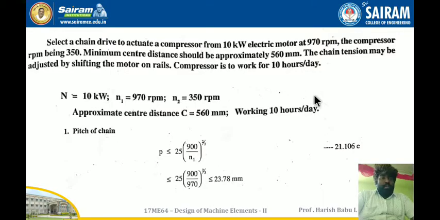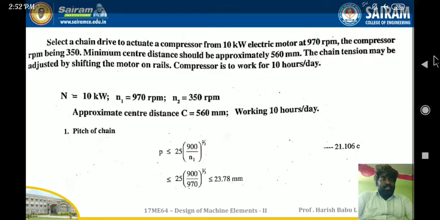So in this video, we're going to continue the problems on a chain drive. So we're going to select a problem now. Select a chain drive to actuate a compressor from a 10 kW electric motor at 970 RPM. The compressor RPM being 350. The minimum center distance should be approximately 560 mm.